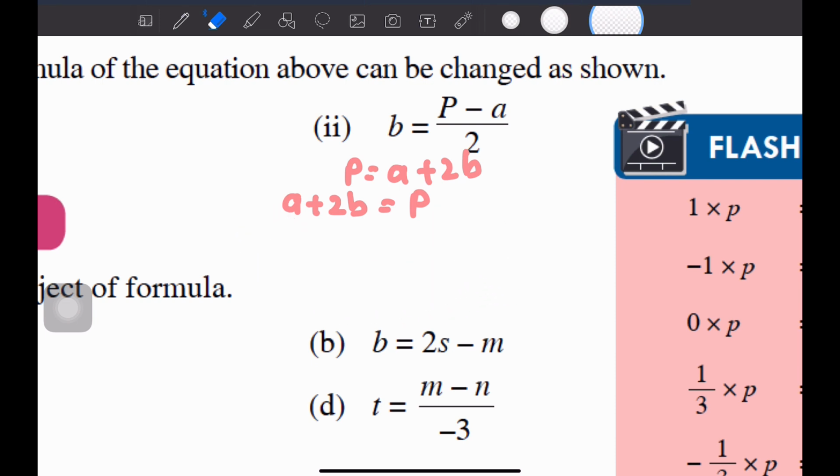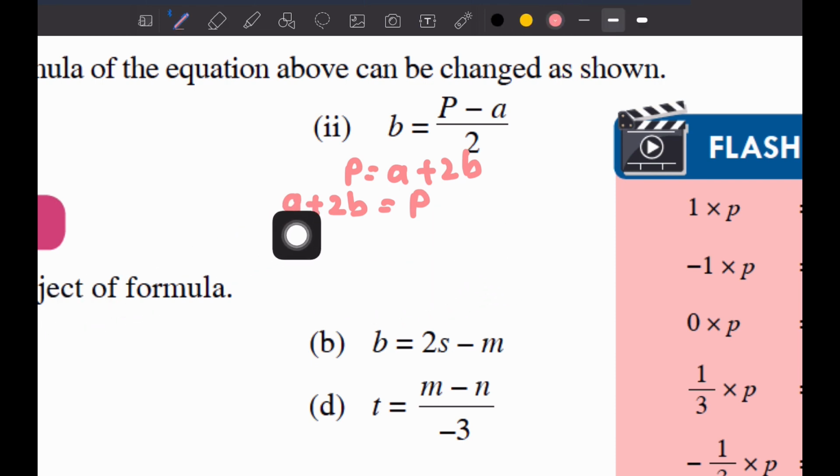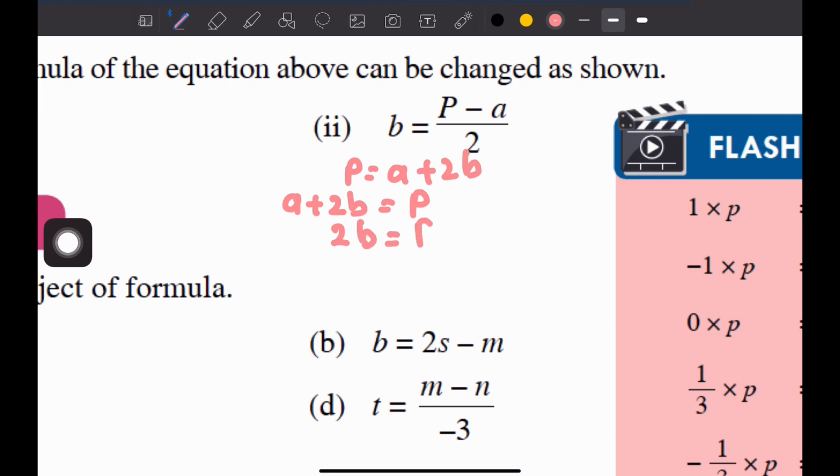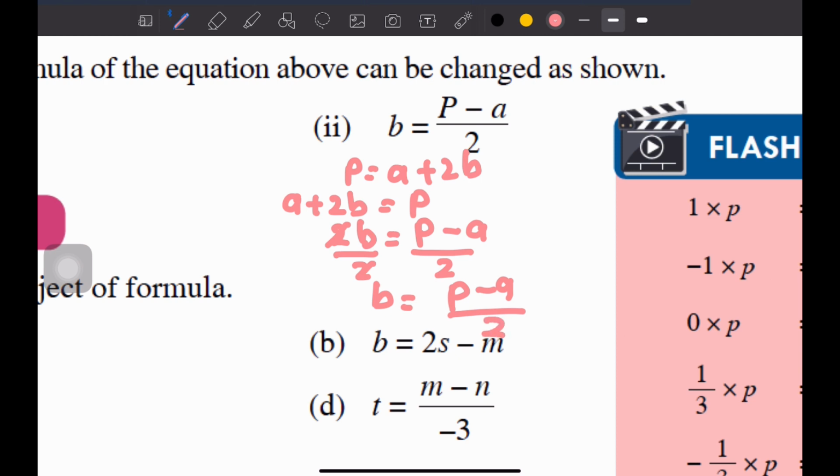Okay, nanti opening pula kan. A saya tak nak, so saya pindahkan ke sebelah. A ni positif, pindah sebelah jadi negatif. Tu yang jadi negatif tu. So P minus A. And then saya nak B only, as our subject, not 2B. So, to buang 2 ni, we divide by 2. Divide by 2. So cancel. B is equals to P minus A over 2. Ataupun simply kita belajar 2 ni darab pindah sebelah jadi bahagi. Benda yang sama.